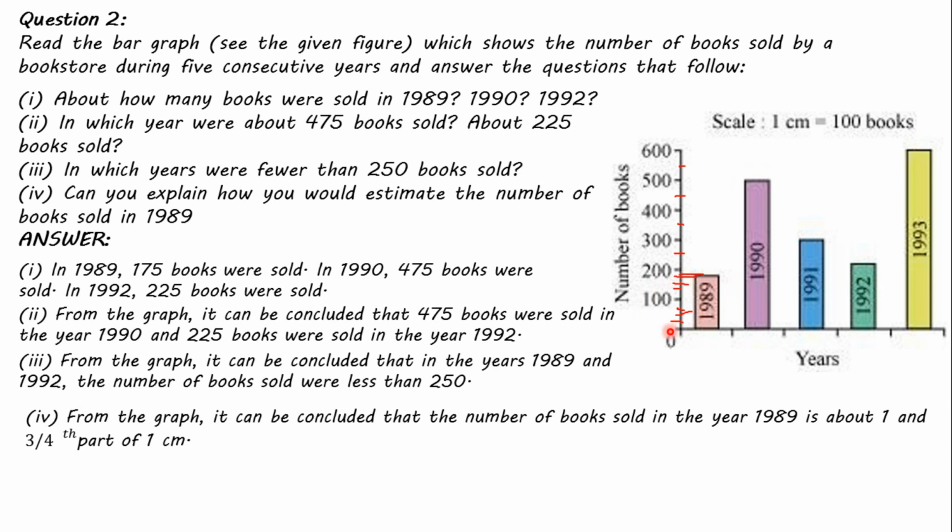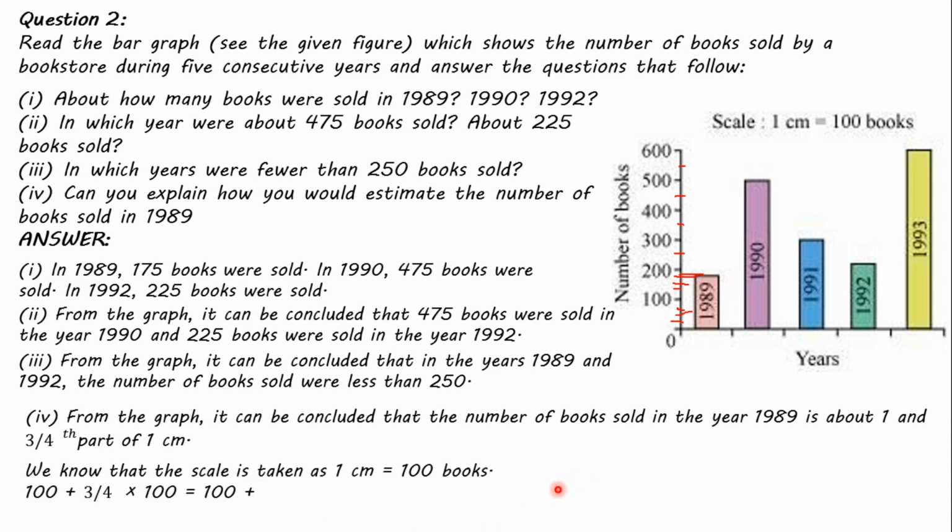I already told you how to divide this. I divided each group into 4 parts. So this is the one complete part and this is the third part of the second group. Now we know that the scale is taken as 1 centimeter equals 100 books. So 100 plus 3/4 multiplied by 100 is 100 plus 75, which is 175. Therefore, about 175 books were sold in the year 1989.